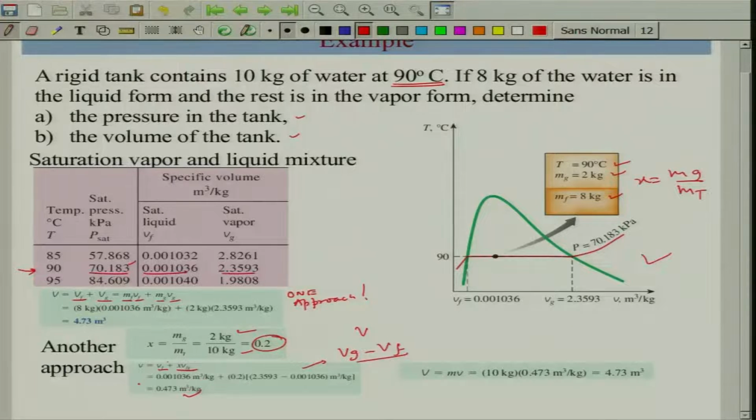So, this is your specific volume. With this we have to multiply by the total mass, which is what is being done here, and this will give us the total volume of the system. So, both the approaches are the same and give you the same answers as well.